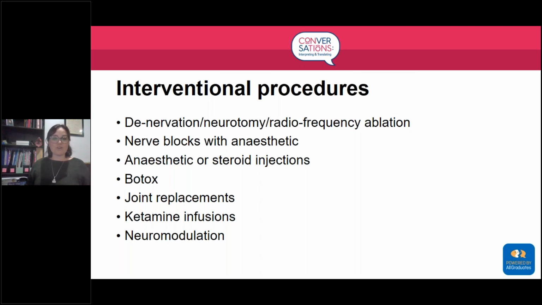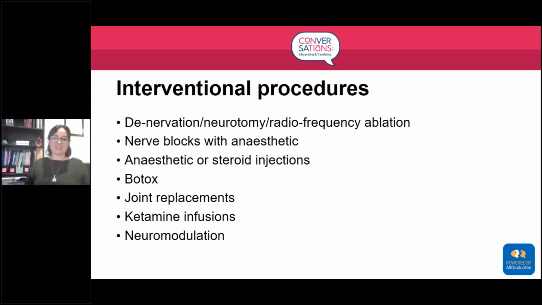We can try and block the nerve signaling with anesthetic. That can be done in a few different ways. The injections are common, or those steroidal anti-inflammatory injections, which we've mentioned before. Botox is another one that can be used, Botox injections into an area.